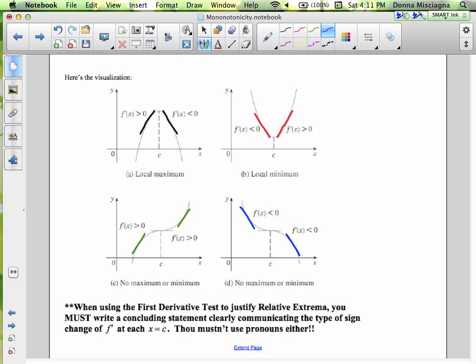Is it f of x you're talking about? Is it f prime of x? Nobody will know. All right, so if you're talking about f prime, you write f prime, right? If you're talking about the derivative, write it. If you're talking about your f of x, your original function, from which you got the derivative, then write f of x. All right, so no pronouns. They're too vague.